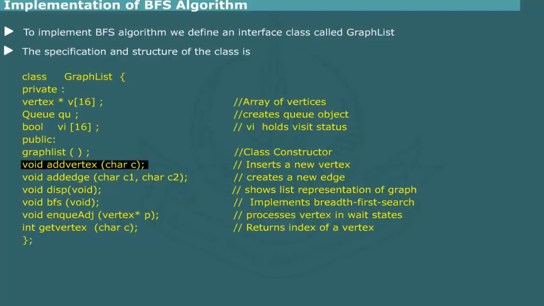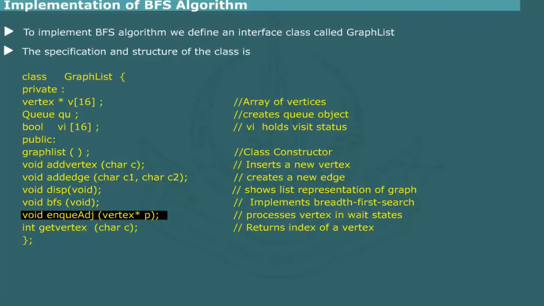Add vertex inserts a new vertex into the graph. Add edge adds a new edge between a given pair of vertices of the graph. Disp shows the adjacency list of the graph. BFS performs the breadth first search.